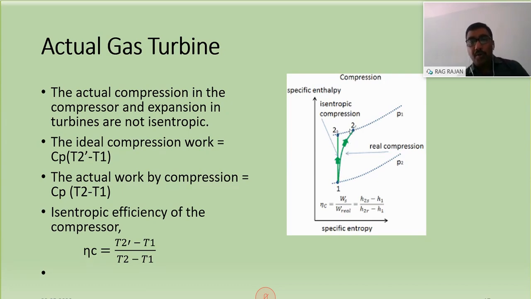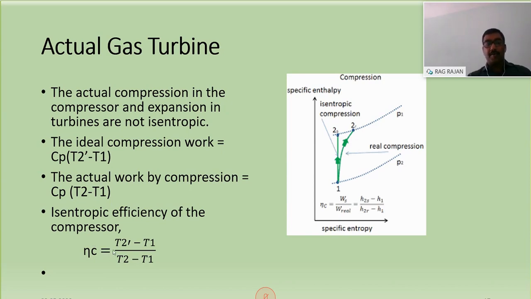So if you draw two horizontal lines from 1 and 2, and you draw another line from 2 dash, you can see that delta H for this one, what is that? This is the non-isentropic line. The non-isentropic line requires more work in the case of the compressor. So Cp into (T2 dash minus T1) is less than Cp into (T2 minus T1). So what is the isentropic efficiency of the compressor?